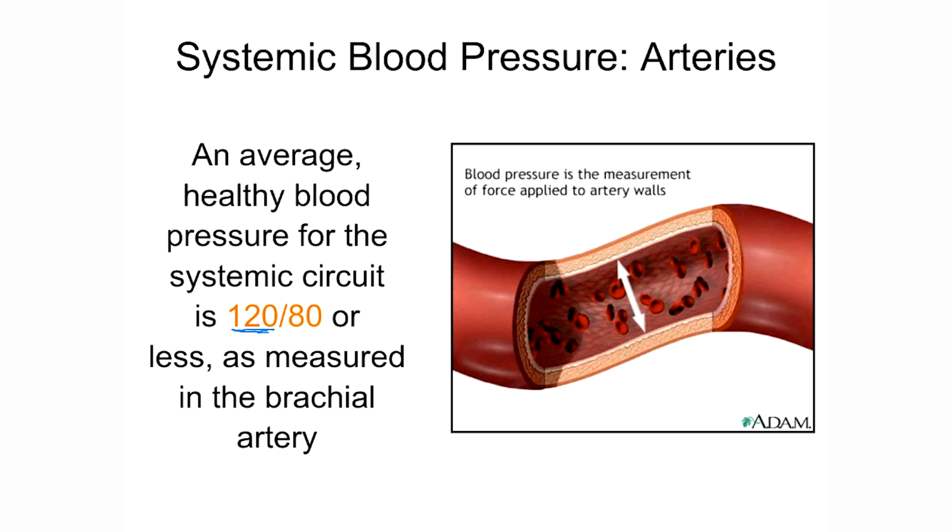The second number, the lower number, so in this case it's 80, is what's known as the diastolic pressure. And the diastolic pressure is the pressure being placed on the vessels when the heart is relaxed, or when the heart is in diastole. This pressure, of course, is going to be much lower because the heart isn't actively contracting at that point and pushing blood into the vessels.